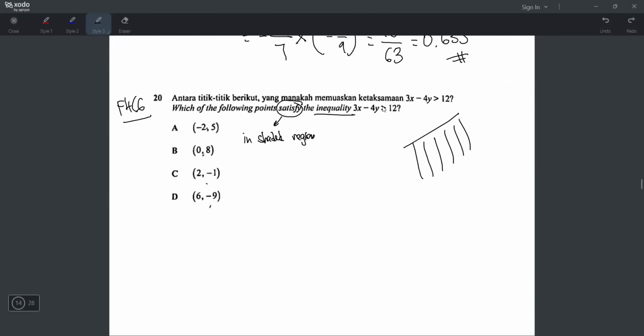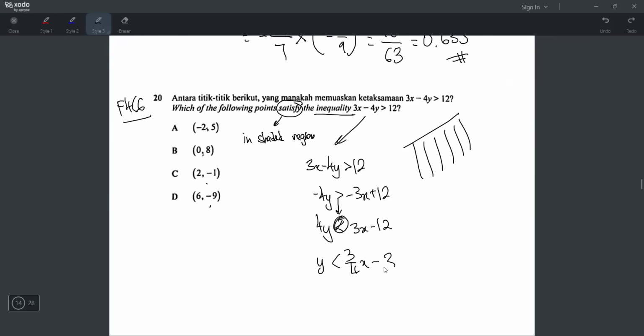Why below? Because the symbol is bigger, but when you change it to linear form, 3x minus 4y bigger than 12, y equal mx plus c, you want the y to be single, right? So you move the 3x, it becomes negative 4y bigger than negative 3x plus 12. And when you move the negative, you have to change the sign for both numbers: 3x minus 12. It means you divide by negative 1. And when you divide by negative, the bigger has to switch to smaller. So now it becomes y smaller than 3 over 4 x minus 12 divided by 4 is 3. So this is the inequality in linear form.